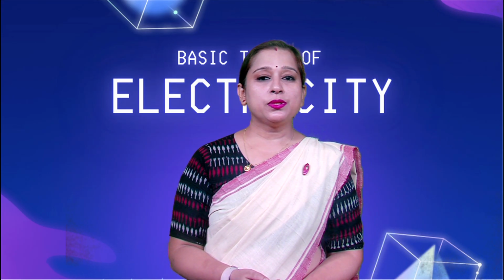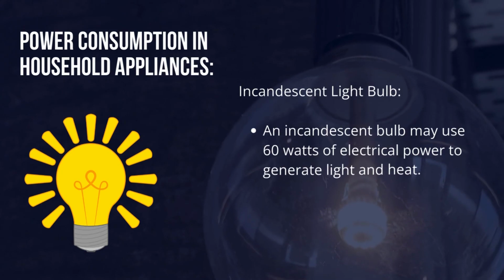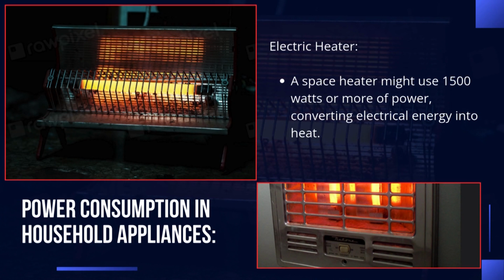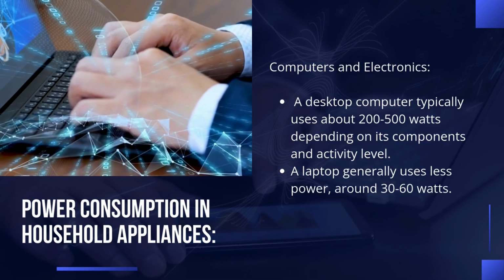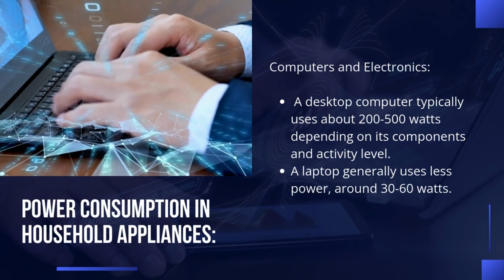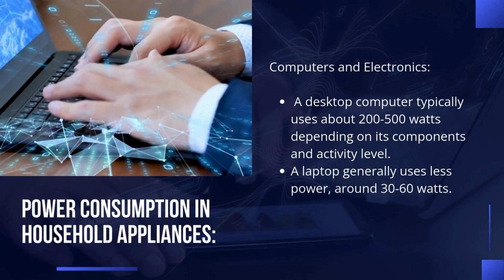We are moving to the power consumption in household appliances. In case of an incandescent light bulb, it may use 60 watts of electrical power to generate light and heat. In case of an electrical heater, it can use 1500 watts or more power, converting electrical energy into heat. In case of computers and electronic devices, they may use powers of 200 to 500 watts depending on different types of components and activity levels.